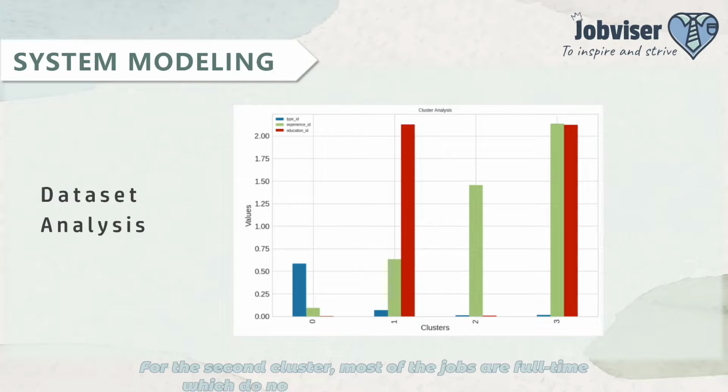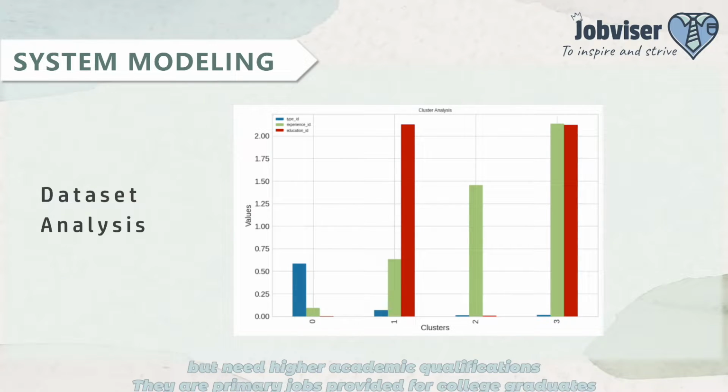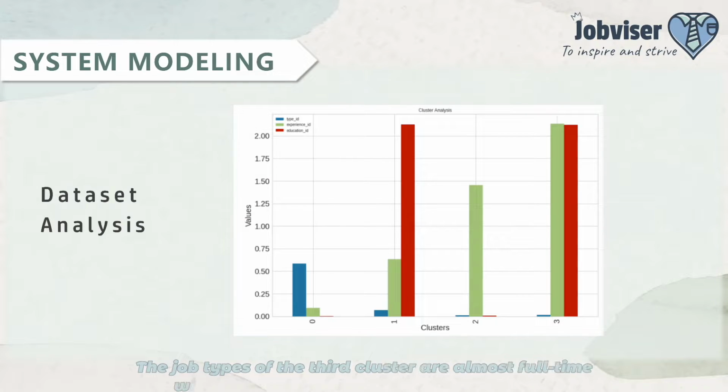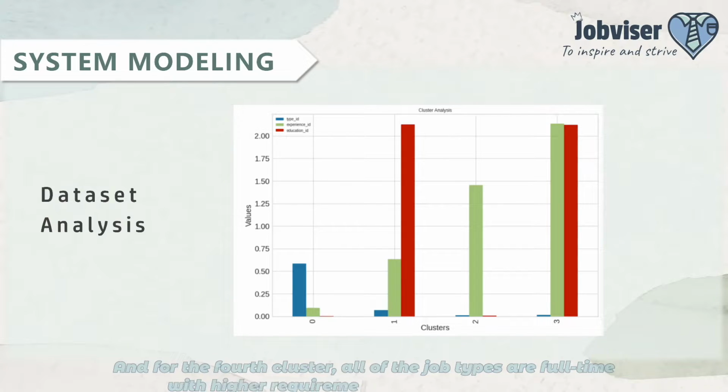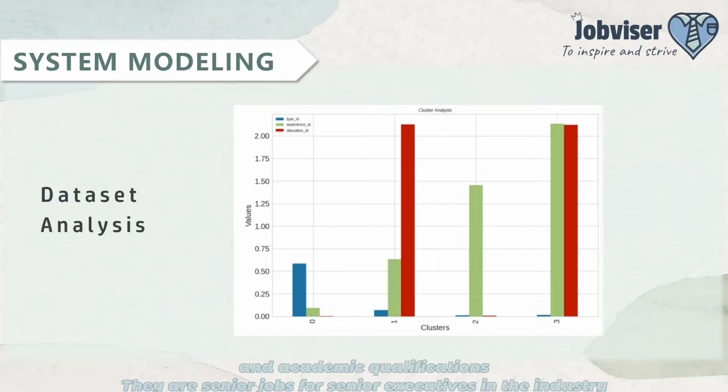For the second cluster, most of the jobs are full-time, which do not require high work experience, but need higher academic qualifications. They are primary jobs provided for college graduates. The job types of the third cluster are almost full-time, with high requirements for work experience and low requirements for academic qualifications. They belong to advanced jobs for skilled workers. And for the fourth cluster, all of the job types are full-time, with higher requirements for work experience and academic qualifications. They are senior jobs for senior executives in the industry.